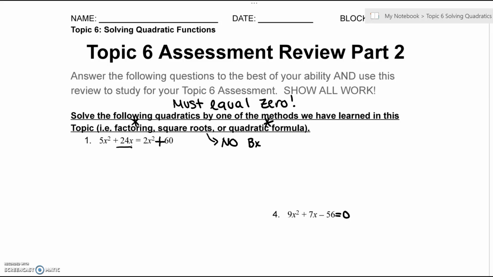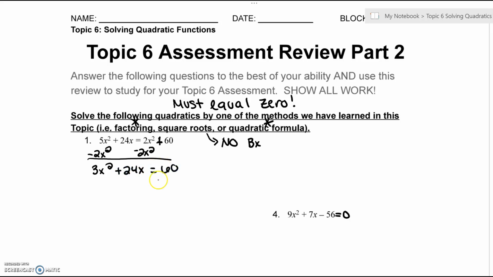and that's how I know I have to get this equal to 0. So the easiest way for me to do this is I'm just going to move everything from this side of the equation over here. Okay, so I'm going to start, and remember this is plus 60, not minus, by subtracting 2x squared from both sides. So that leaves me with 3x squared plus 24x equals 60.